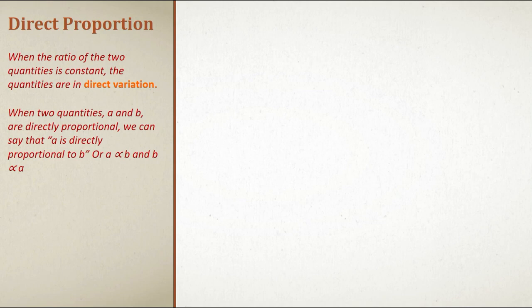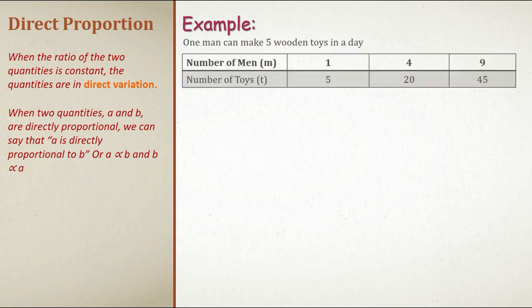Now direct proportion. When the ratio of two quantities is constant, the quantities are in direct variation, or we write it as A is directly proportional to B, or we use this sign of proportion. Let's take an example. One man can make 5 wooden toys in a day. So if there is one man, he can make 5 toys. But let's say there are 4 men. Then the number of toys will be equal to 20. When there are 9 men, the number of toys will be 45.